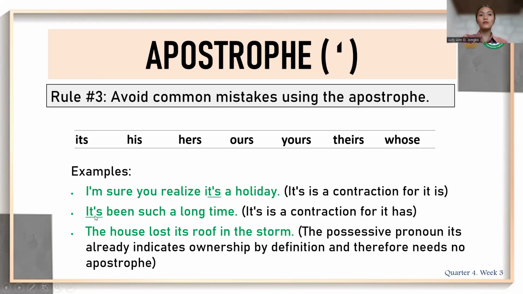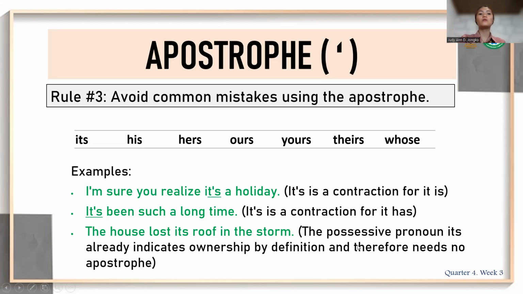Okay, so another example, it's been such a long time. So it's here, with apostrophe s, is a contraction for it has. Okay, for this another example, which is the last example: the house lost its roof in the storm.